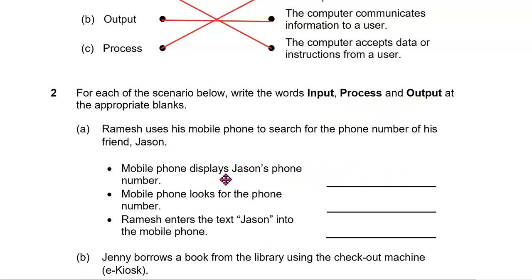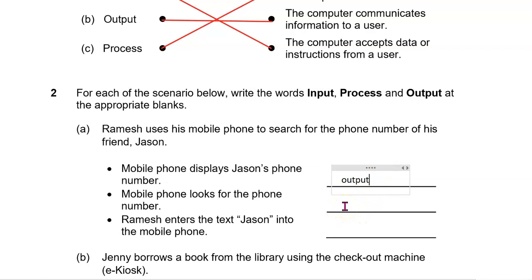situation. Okay, so part A, Ramesh uses his mobile phone to search for the phone number of his friend Jason. Okay, so mobile phone displays Jason's phone number. That would be an output because it is shown by the computer on the display screen.